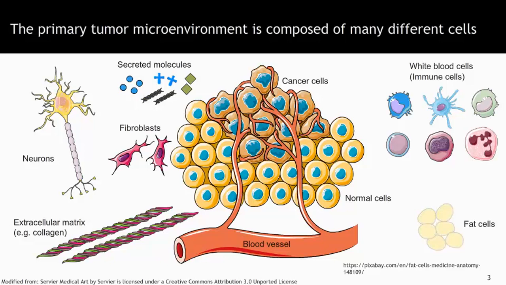Cells also secrete various molecules into the extracellular space, which is just the space in between the cells. These molecules are also represented here as secreted molecules and as the extracellular matrix. Let's take a quick look at each of these pieces of the primary tumor microenvironment now.